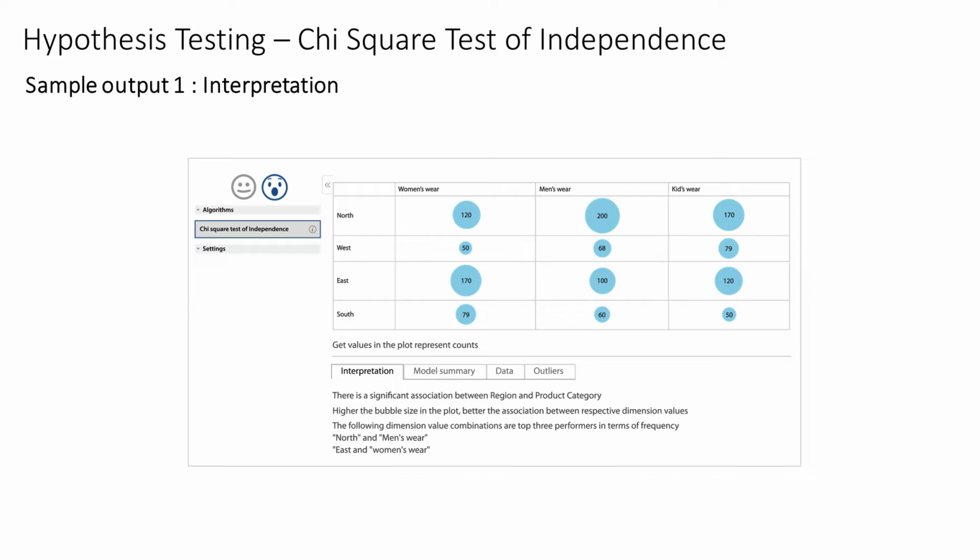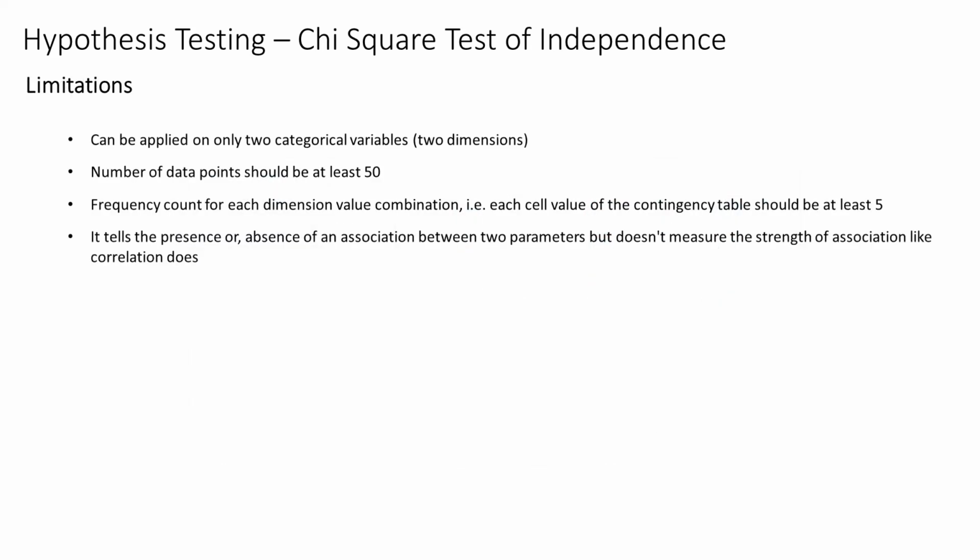One might use this technique to determine whether gender is related to a voting preference, or whether the two data points are independent and unrelated. The chi-square test of independence can be applied on only two categorical variables, in other words, for two dimensions, and the number of data points should be at least 50.